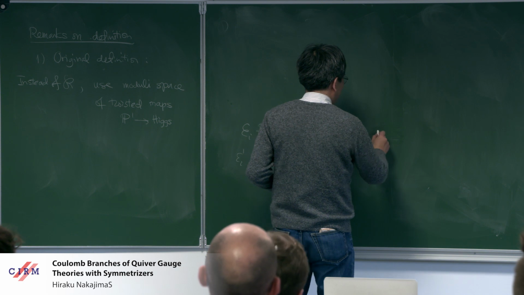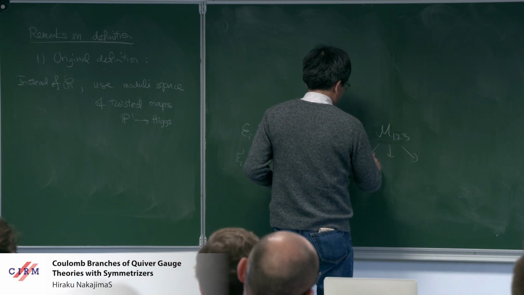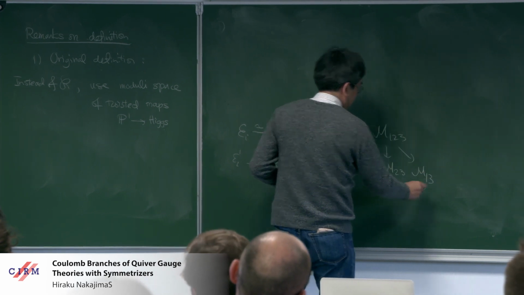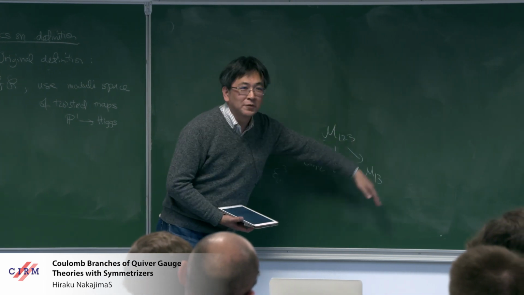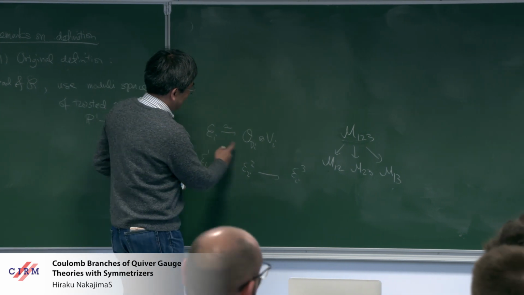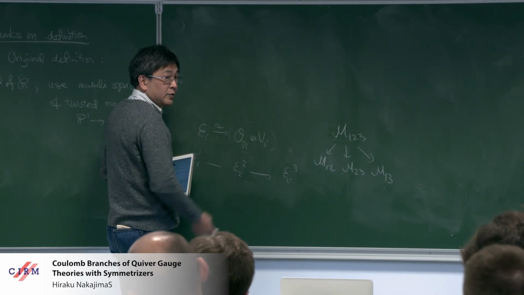So M of 1, 2, 3, and you can forget M of 1, 2, and M of 3, 3. Then you have cohomology here and here. Then you pull back to here and push forward. For technical reasons, somehow we need to make one of the bundles trivial.